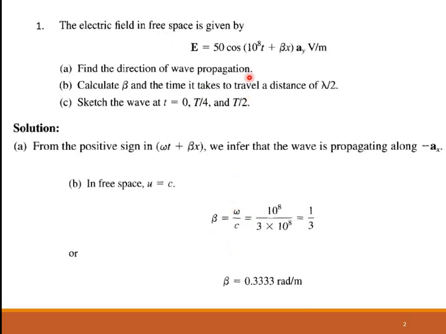So you substitute omega, which is 10 raised to 8, divided by, in place of v, I'm substituting 3 into 10 raised to 8. And that's how I get beta. And please note that the unit of beta is radians per meter.